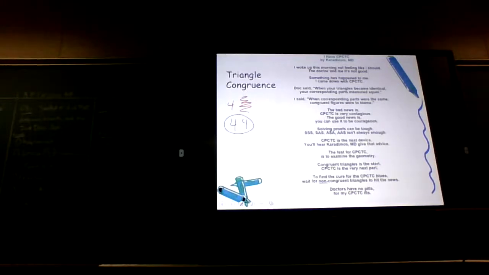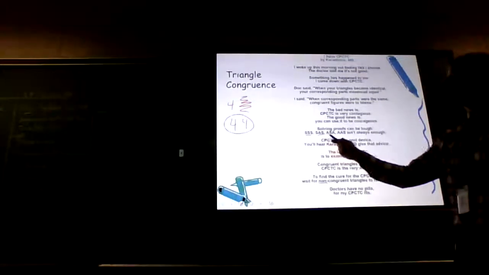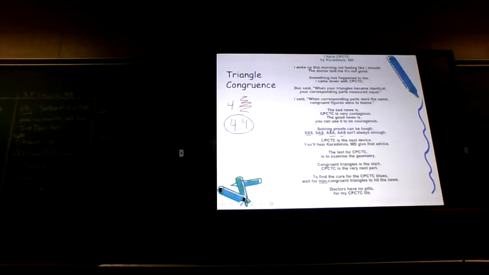Solving proofs can be tough. SSS, SAS, ASA, and AAS isn't always enough. CPCTC is the next device. You'll hear Kara Dismos, MD, give that advice. The test for CPCTC is to examine the geometry. Corresponding triangles is the start. CPCTC is the very next part. To find the cure for CPCTC blues, wait for non-congruent triangles to hit the news. Doctors have no pills for my CPCTC ills.